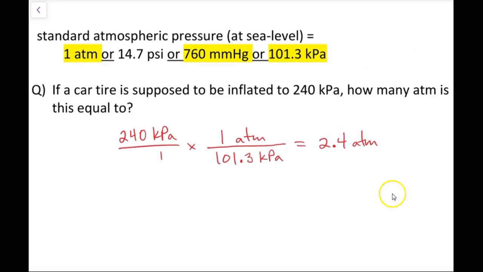Okay, there you can see there the 2.4 atmospheres is my answer. It's actually like 2.36 something, but rounded to 2 sig figs, 2.4 atmospheres, because essentially we're just taking advantage of the fact that 1 atmosphere is equal to 101.3 kPa. So we're dividing 240 by 101.3. We get just a little bit below 2.4, but it rounds to 2.4.